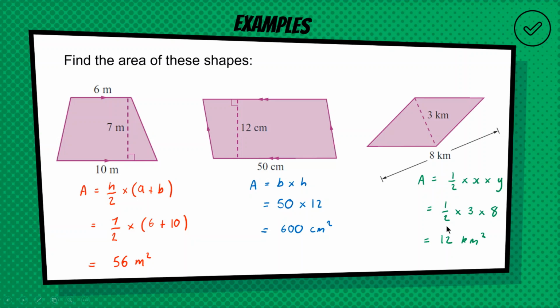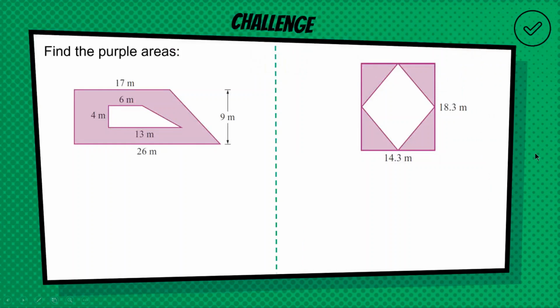Let's have a go at some ones that are maybe not so simple. Okay, so we've got a couple of more challenging questions here. We're trying to find the purple areas. So not the whole shape, just the purple part of the shape. Okay, so how are we going to do that? Well, for this first one, we're going to subtract areas. We're going to find the area of the big outside shape, which would be the whole thing inside. And then if we can find the area of this white shape inside, and if we take it away, that logically should leave us with the purple part.